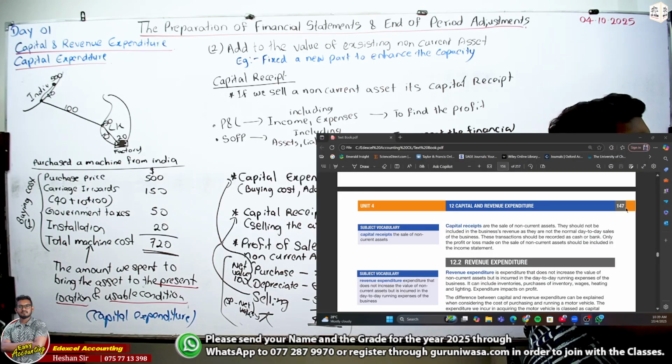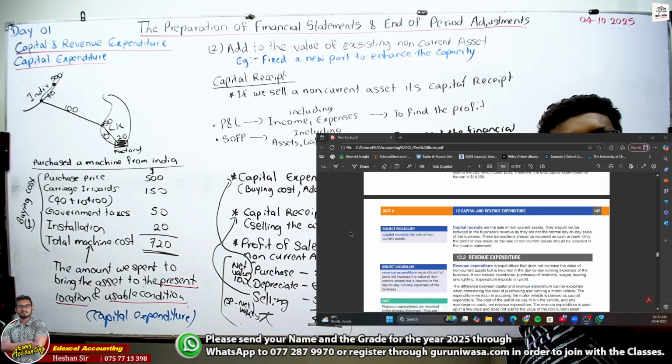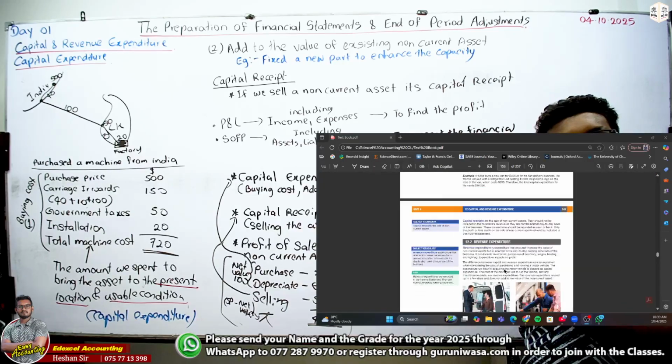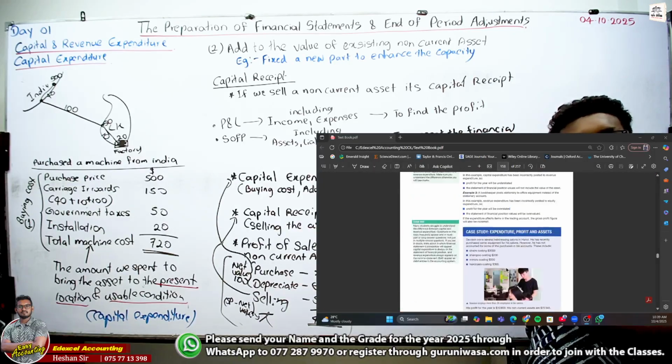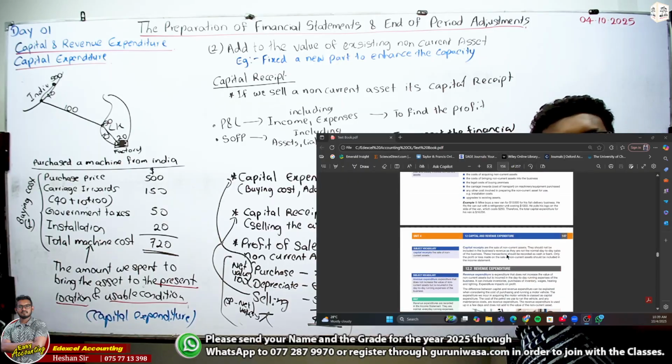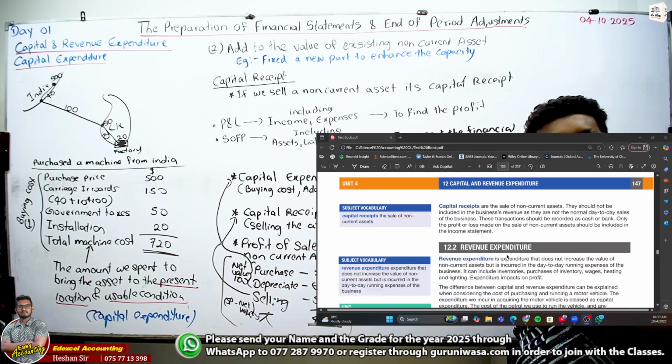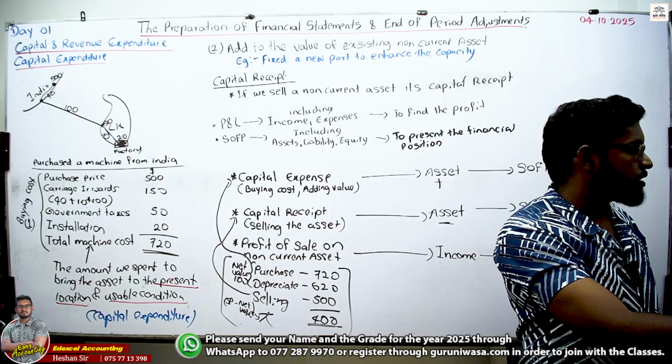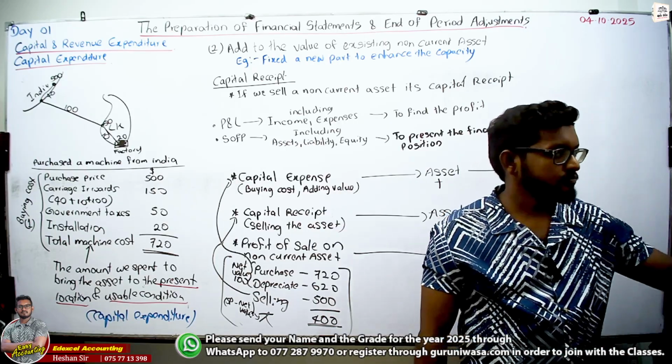See in here. The capital receipts are the sale of non-current assets, right? Write it and raise two hands. Everything. Write it.